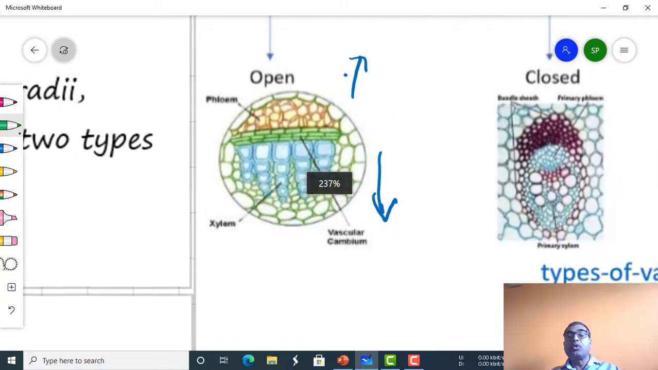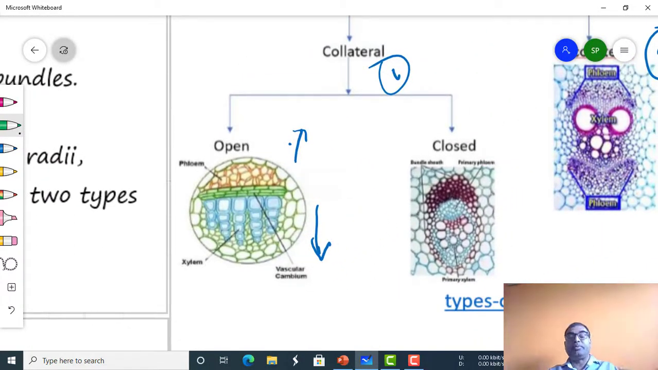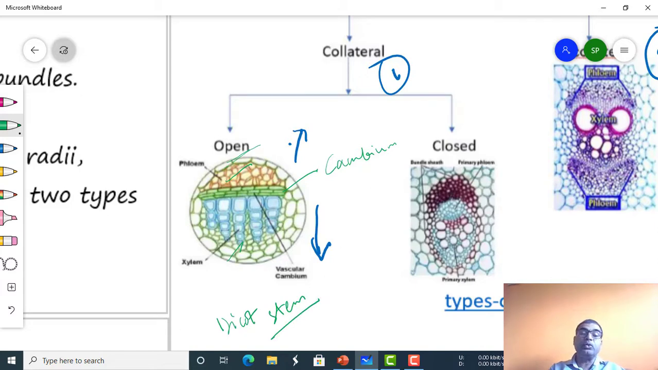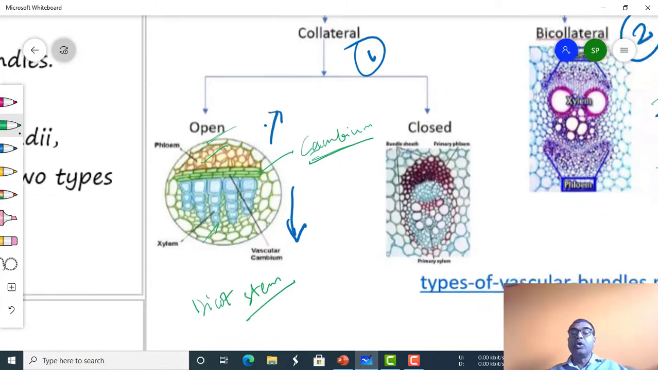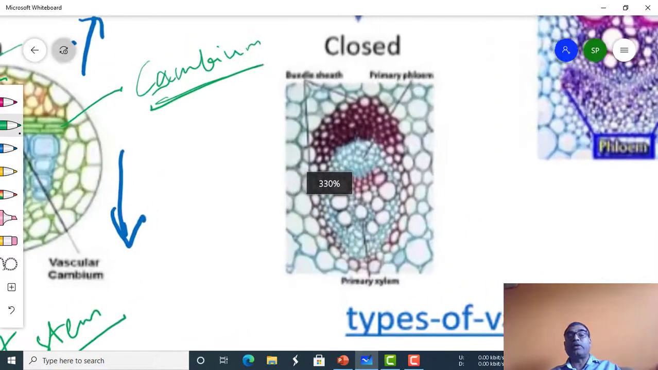If you see here, collateral type of bundle is again of two types. If cambium is present in between phloem and xylem elements, then it is called an open type of bundle. So conjoint collateral open bundle is usually present in the dicot stem. It brings about secondary growth due to the presence of this lateral meristem, which is called the cambium, while this one is a closed type of bundle.